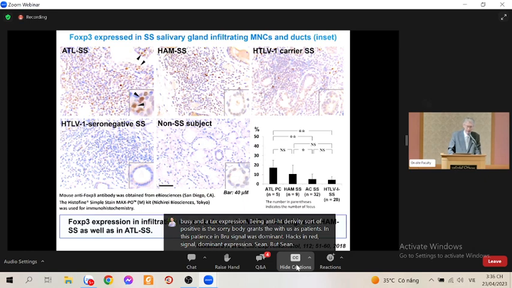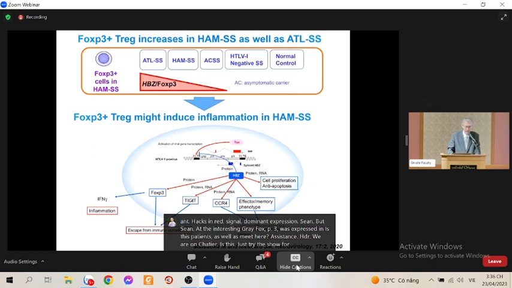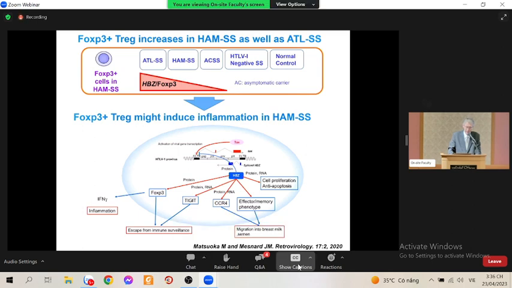And interestingly, FOXP3 was expressed in HAM-SS patients as well as ATL-SS patients compared to HTLV1 carrier SS or HTLV1 seronegative SS. This slide shows FOXP3 positive Treg increases in HAM-SS as well as ATL-SS. So I think FOXP3 Treg might induce inflammation in HAM-SS. In other HTLV1 infectious diseases, including ATL, it is shown HBZ can induce FOXP3 and subsequent inflammation was induced by stimulation with interferon gamma.